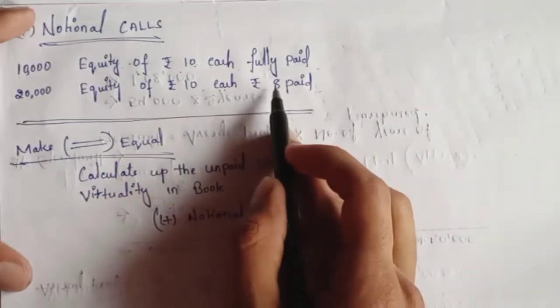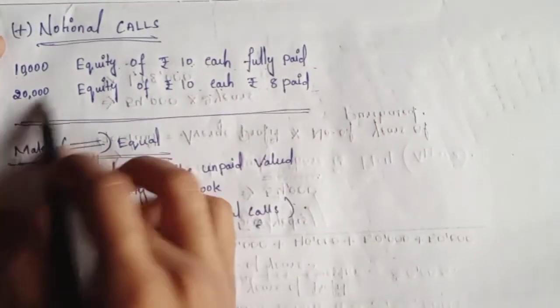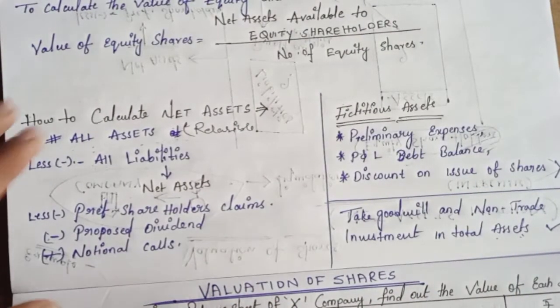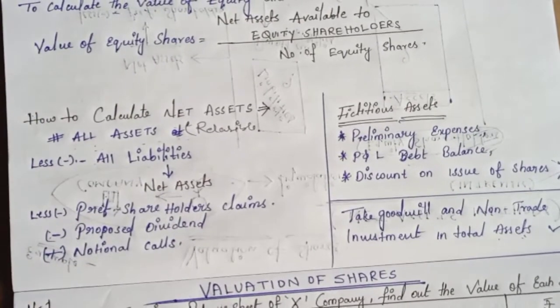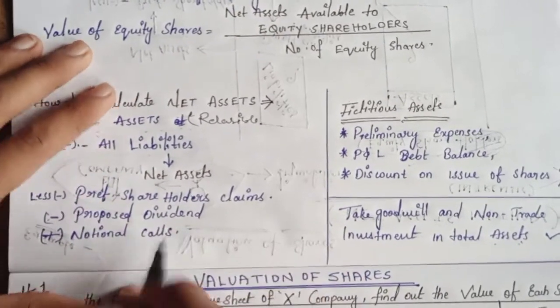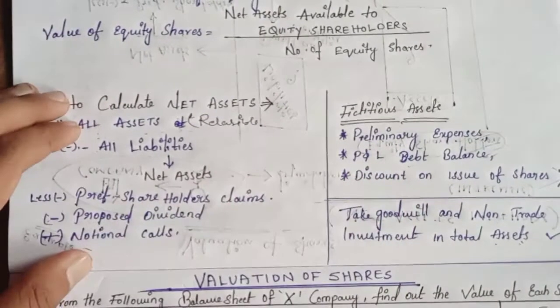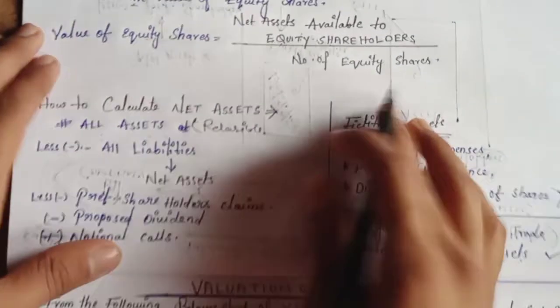So here the unpaid amount is 2 rupees, right? So 2 rupees into 20,000 is 40,000. So 40,000 will be added as a notional call. So that is what we have to do. We can easily calculate the net assets of equity shares here. So now let's solve the problem.